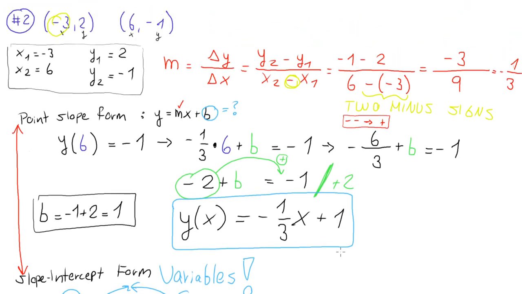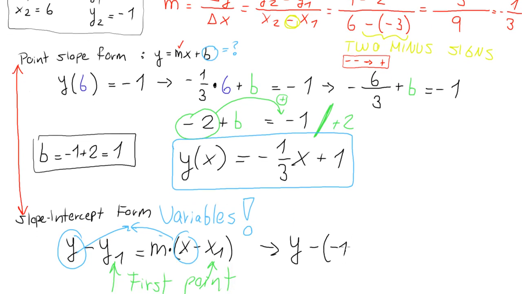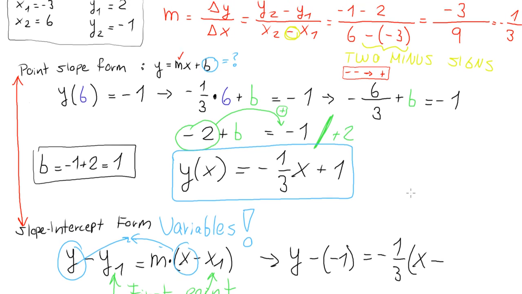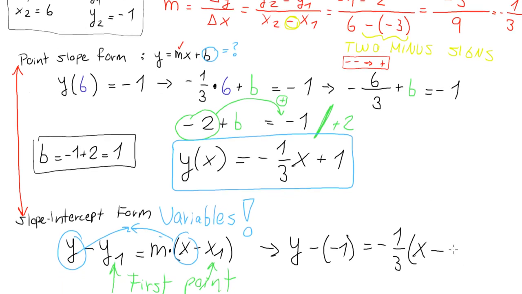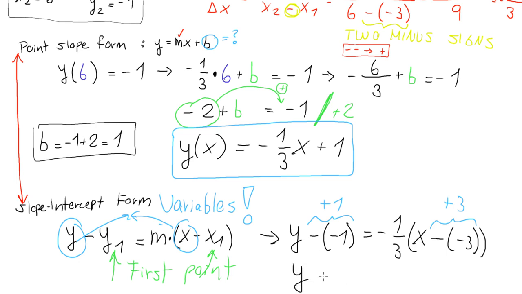Well, what is our y1? Our y1 is -1, so it's y minus -1 equals -1/3 times x minus -3. So it can get a little technical, but it's not difficult when you're careful. We have two minuses here, which results in plus 1, and here a result of plus 3. So the final equation is y plus 1 equals -1/3 times x plus 3. And that's the result for this kind of problem.